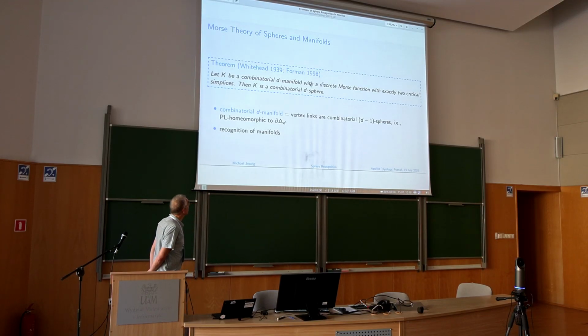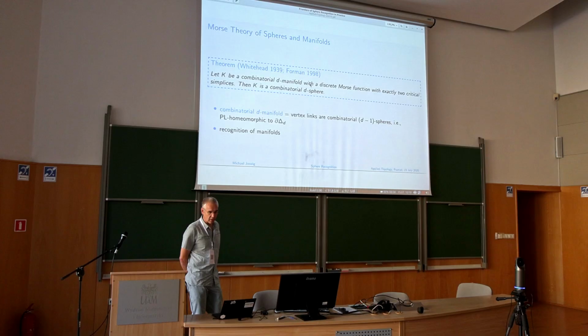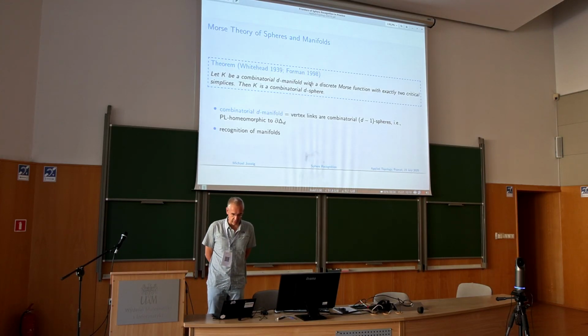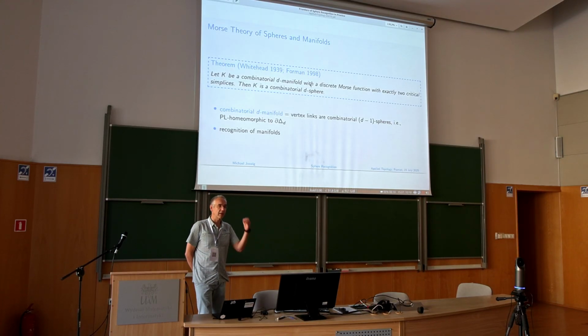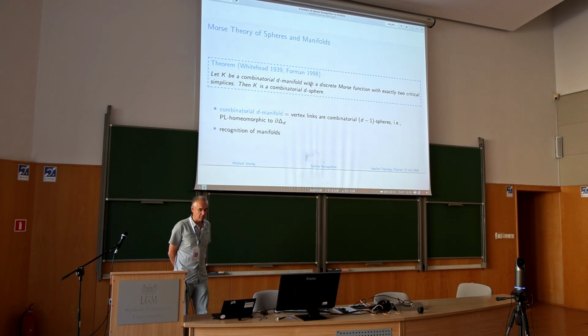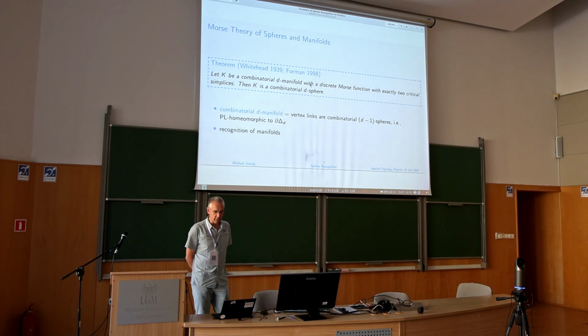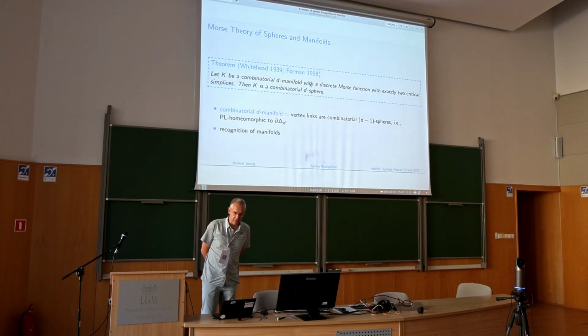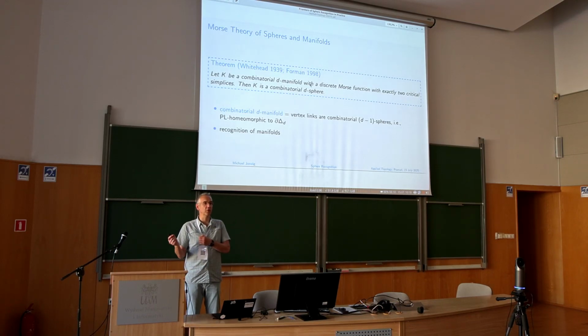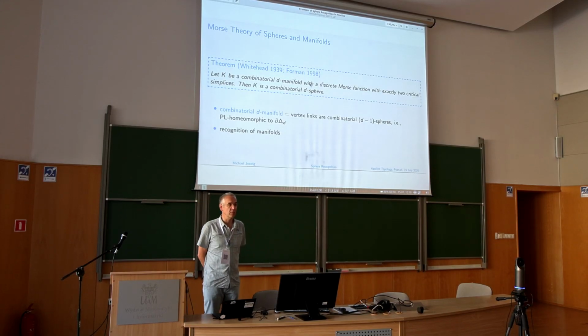So in this version, we are talking about a combinatorial D-manifold. So we already make an assumption on the simplicial complex, which I will explain in a moment. And then suppose that there is a discrete Morse function, right? So this is a discrete analog of a continuous Morse function.